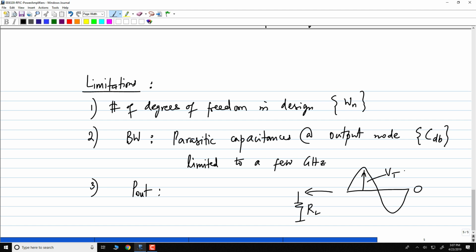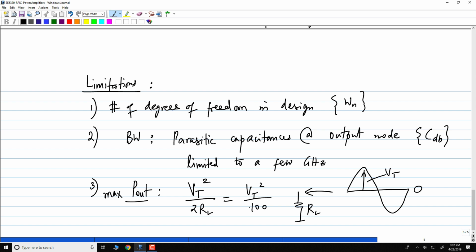VT squared RMS is VT squared by 2. So if you have a sinusoid of peak value VT, the RMS value is VT by root 2. VRMS squared over R gives you the power. So the maximum output power you can get is VT squared by 2 RL. In fact, VT squared by 100.